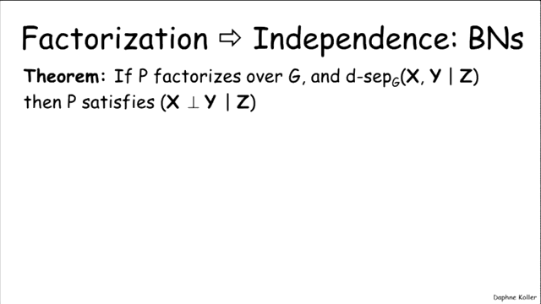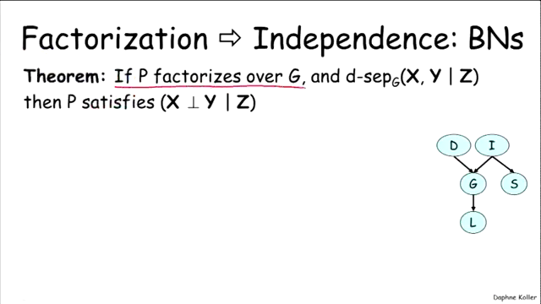The theorem that we'd like to state is that if P factorizes over G, and we have a d-separation property that holds in the graph, so x and y are d-separated in the graph, there are no active trails between them, then P satisfies the conditional independence statement, x is independent of y given z. So d-separation implies independence if the probability distribution factorizes over G. We're not going to prove the theorem in its full glory. We're going to prove it by example because that example really does illustrate the main points of the derivation.